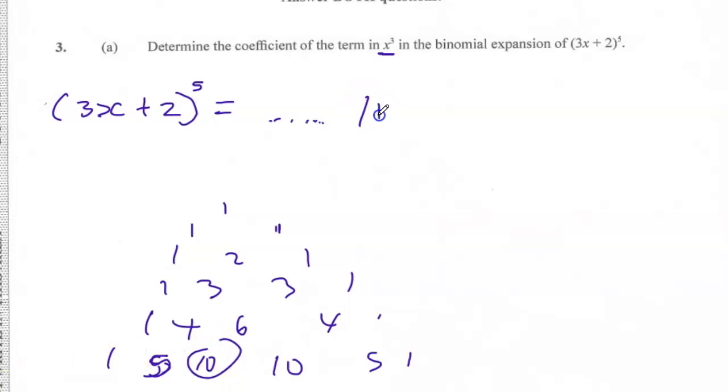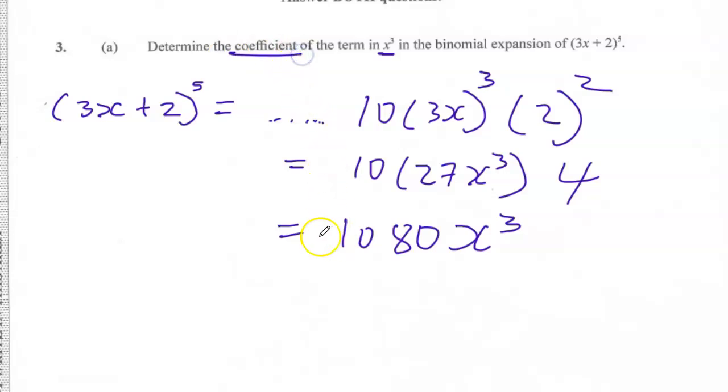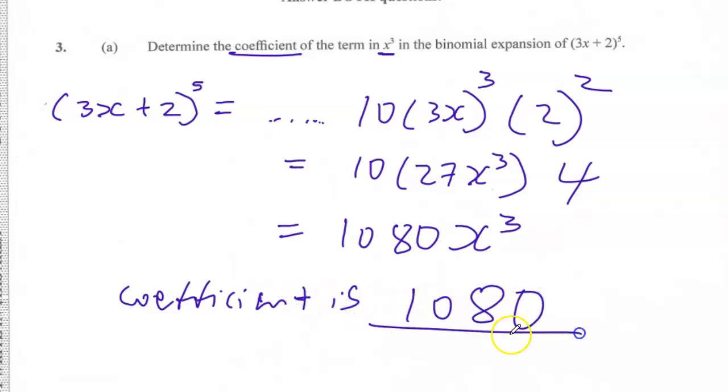So we have 10 times (3x) to the power of 3, and times 2 squared, which gives 20. So the coefficient is 1080.